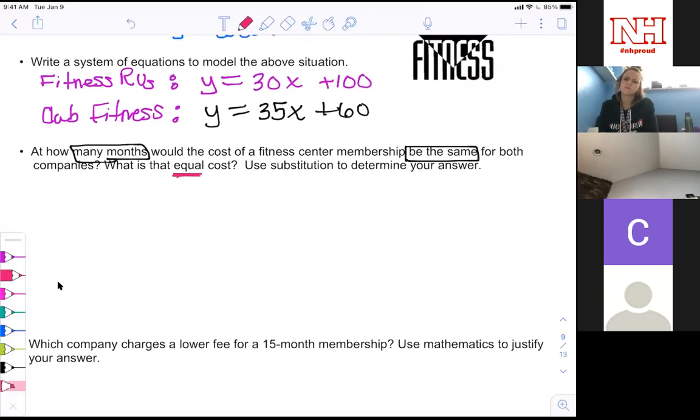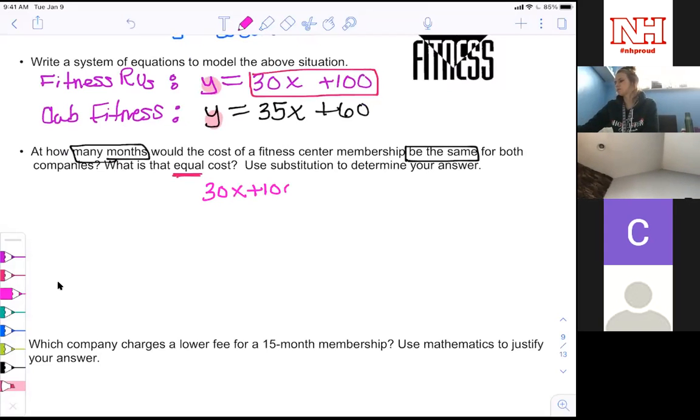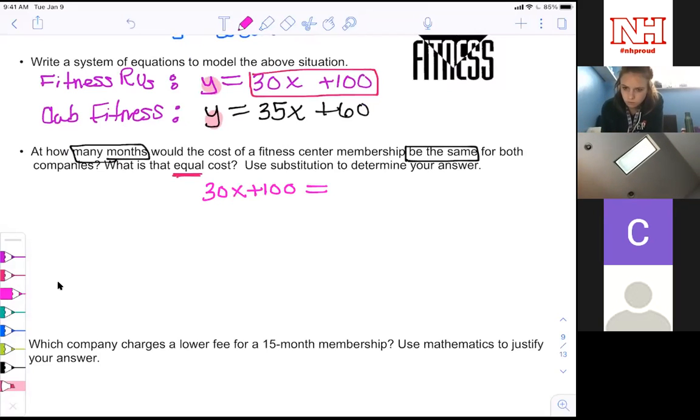We're actually going to take both equations and set the equation parts equal to each other. I can do this because right now they're both set equal to y, the same variable. So I can set those equations equal to each other because our goal is to figure out when they are the same. The one equation is 30x plus 100. We want to figure out when it is equal to the second company, which is 35x plus 60.